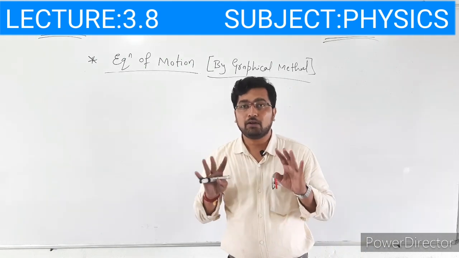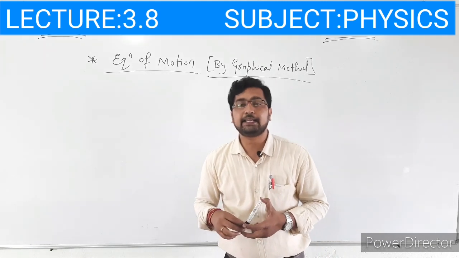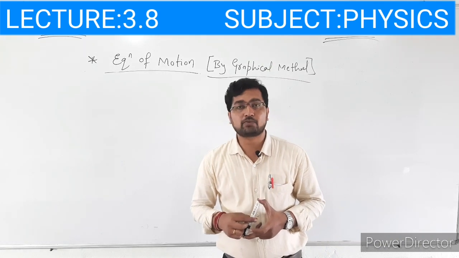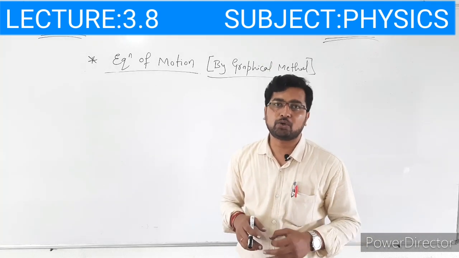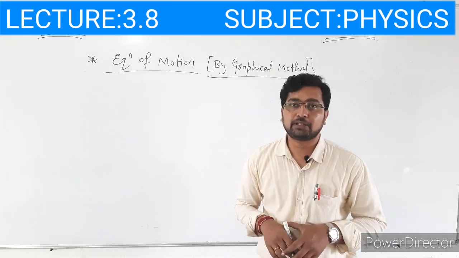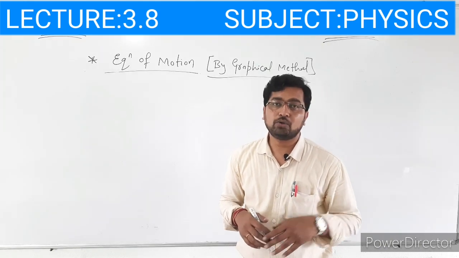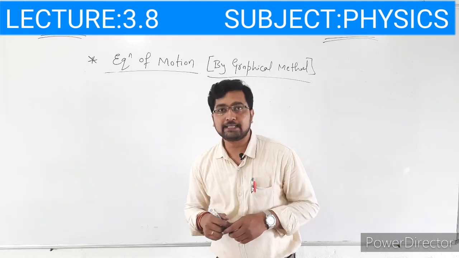Okay, so there are four equations. The first one is v is equal to u plus at, and the second one is s is equal to ut plus half at square, and the third one is v square minus u square is equal to 2as, and the last one is the displacement of the particle in the nth second, that is equal to u plus a by 2 bracket of 2n minus 1.